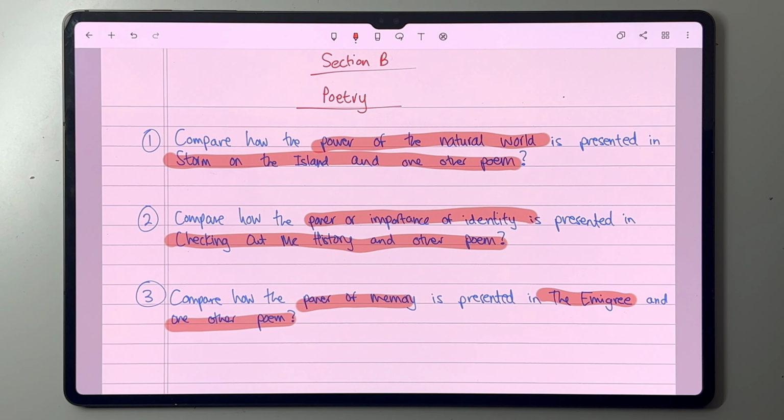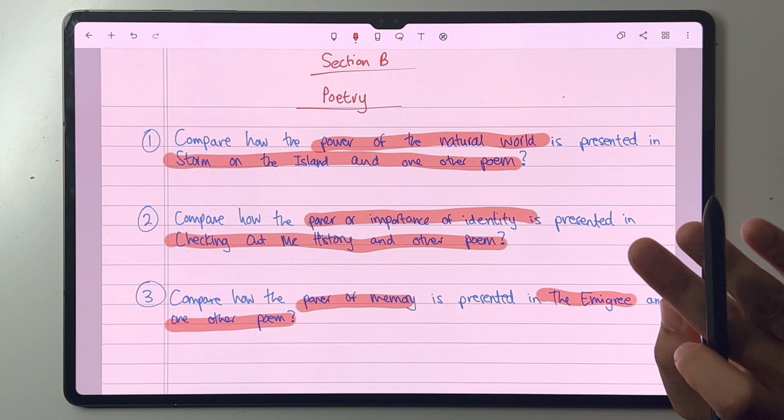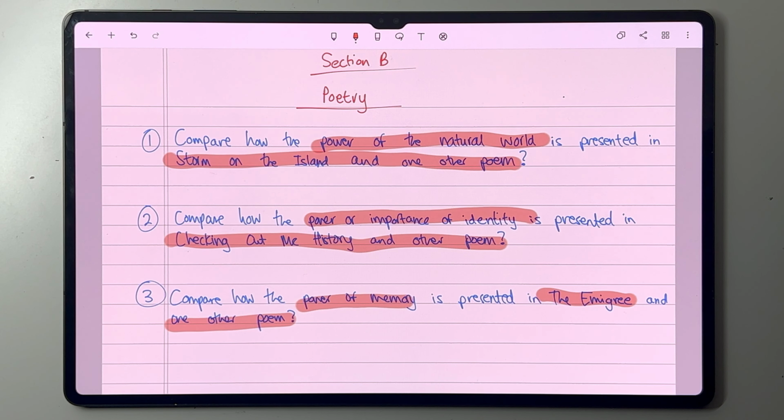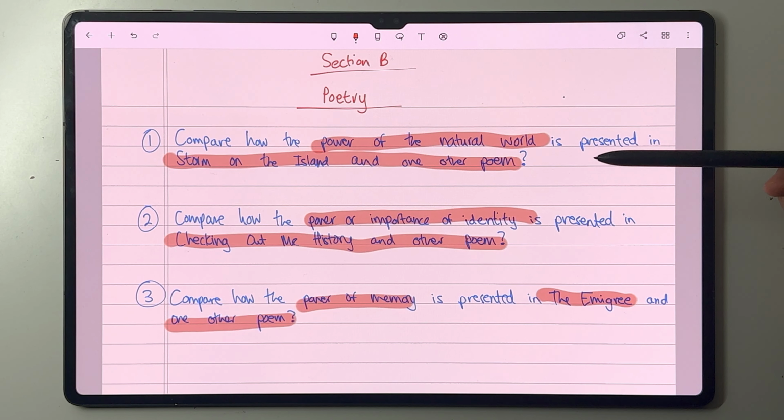Now, this doesn't mean you don't revise and go over the 12 other poems. Just because we've gone over Storm on the Island, Checking Out Me History, and The Emigre, it still means you need to go over the 15 poems, learn the key quotes, learn the hidden messages, look at the keywords in terms of language, look at the structure, look at the form, because you never know. That one additional mark can be the difference between you getting a grade 6 and a grade 7, or a grade 4 and a grade 5, a grade 8 or a grade 9. So this is something for you to remember.